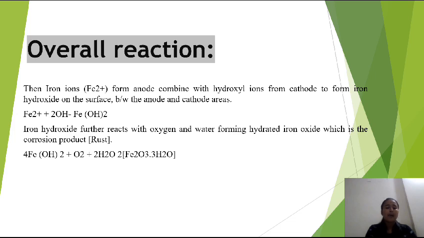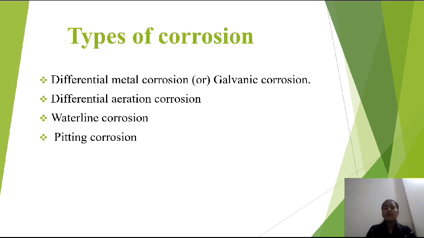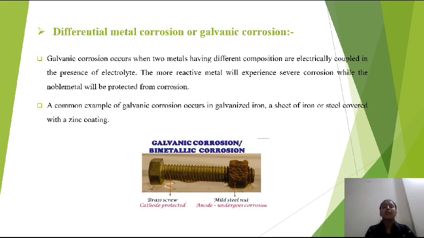Next we can discuss types of corrosion. There are four types of corrosion: differential metal corrosion or galvanic corrosion, differential aeration corrosion, waterline corrosion, and pitting corrosion. Let us discuss the corrosions one by one. First one is differential metal corrosion or galvanic corrosion.